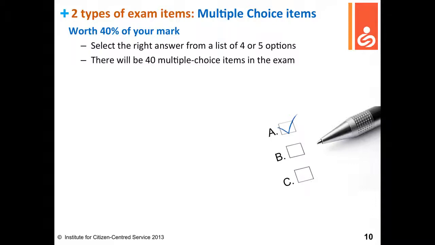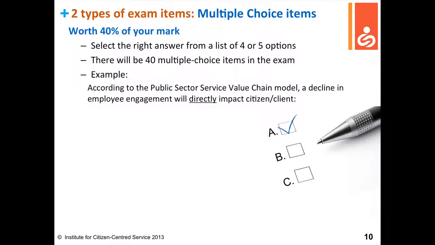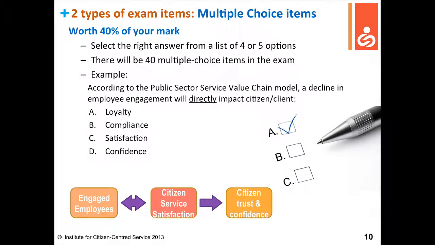Each multiple choice item will give you a statement or a question, and then a list of options, and your job is to pick the answer that's the best answer. So let's look at the example that's up on the screen. This question says, according to the public sector service value chain model, a decline in employee engagement will directly impact citizen or client, and then it gives you 4 options: loyalty, compliance, satisfaction, or confidence.